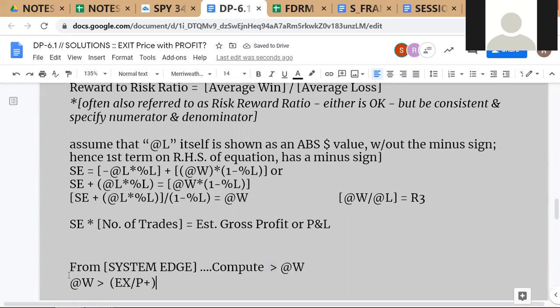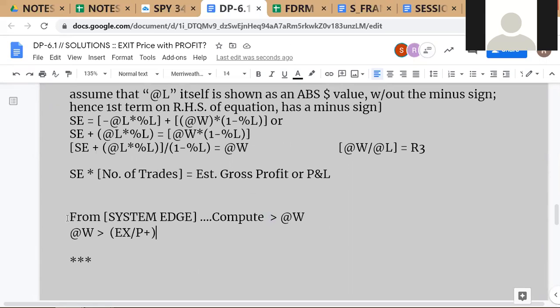Then we compute the average win. That's our next step, which is basically to compute the average win. And then from average win, we can compute the exit price. These are our steps actually. We are just listing out the steps.